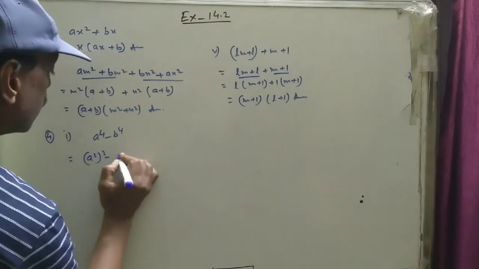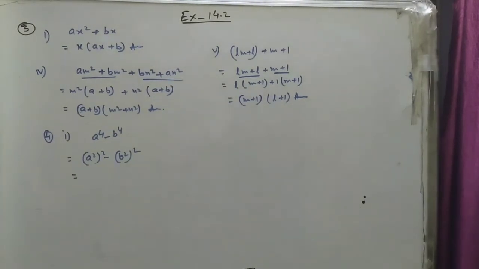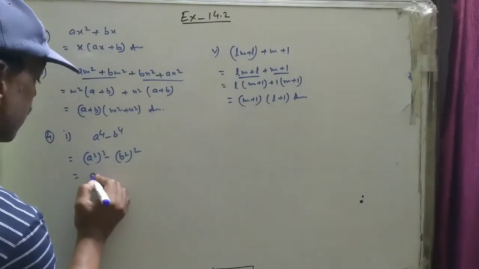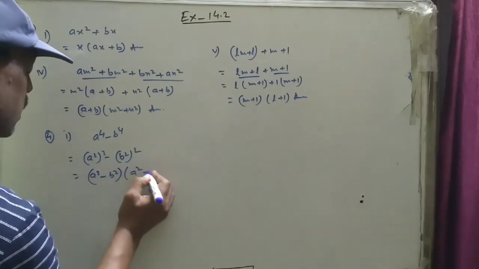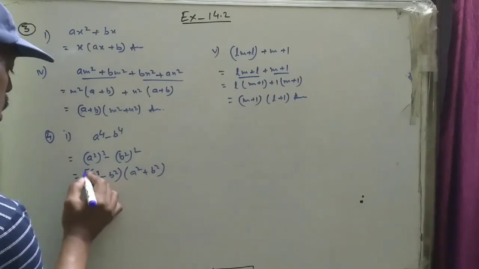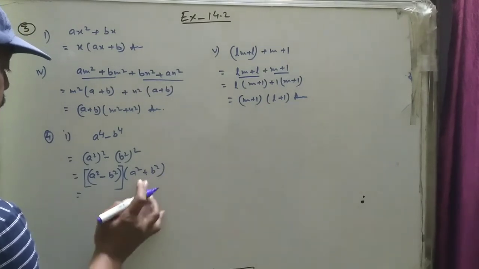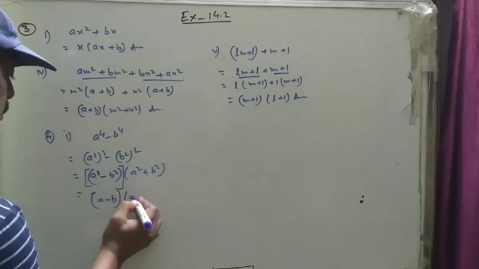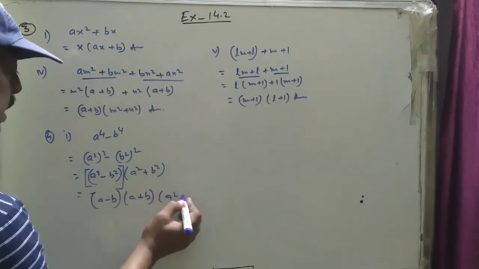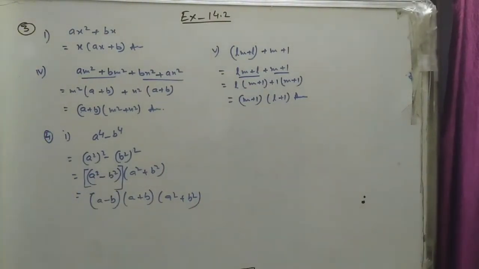a square whole square minus b square whole square. Now we can use here the formula of a square minus b square. In doing so, we have to write a square minus b square and then a square plus b square. Also, here we can use the formula, but the formula cannot be used in this term. So just write here the formula a minus b and a plus b. This will be a square plus b square, because again a square minus b square formula has been used here. Okay, next question.